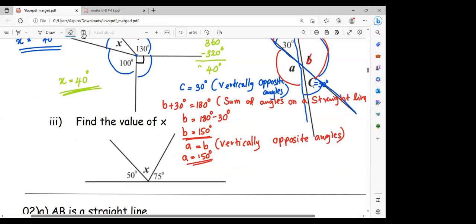Please send your answers for the third one. Everyone should have tried.